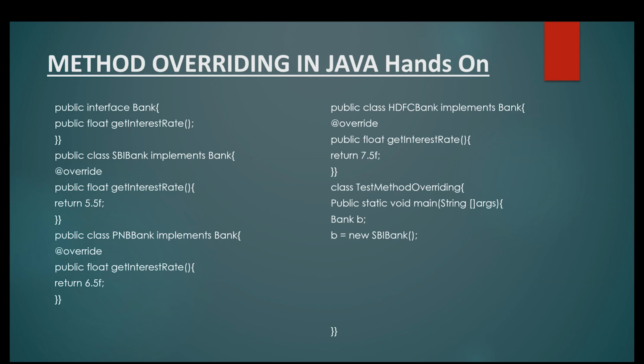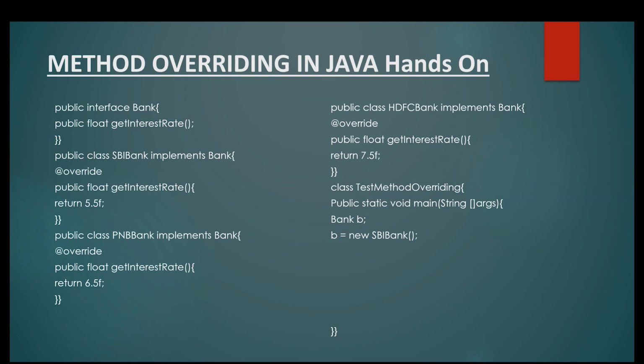You can see b equal to new SBI bank. So at compile time, JVM doesn't know which object is there in bank b. It is bound at runtime only, based on the object available in b. That's why it is called late binding.